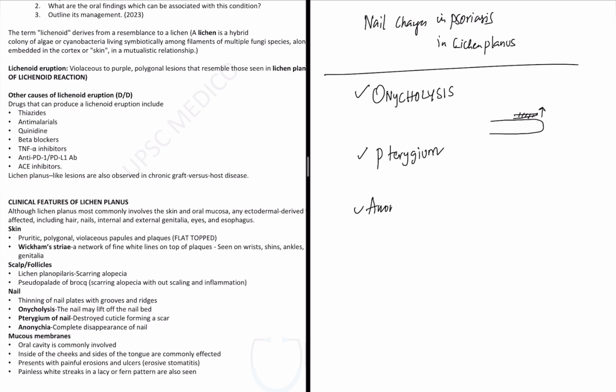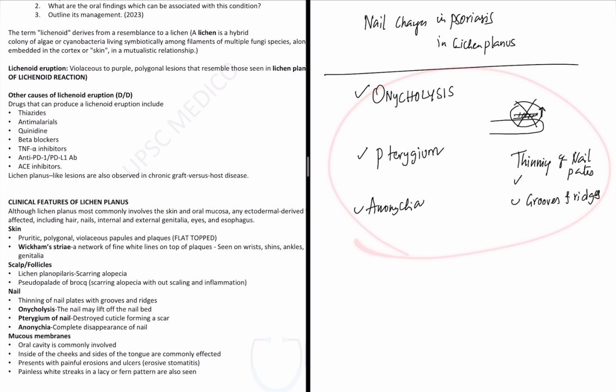One more nail change is anonychia. That means the nail completely disappears. Complete disappearance of the nail is anonychia. But the earliest change, the first thing that happens, is thinning of the nail plate. Thinning of nail plate, appearance of grooves and ridges, because they will ask this question for 5 marks. What are the nail changes in lichen planus? It can be an expected future question. So first thing is thinning of nail plates. There may be grooves and ridges. The patient will have onycholysis, pterygium and anonychia.